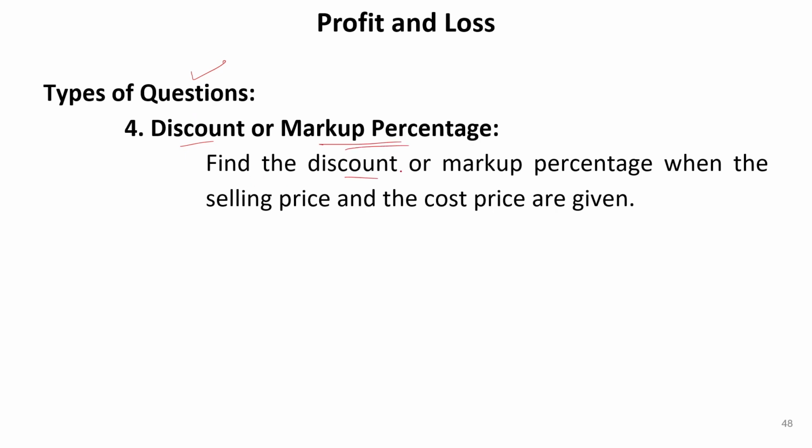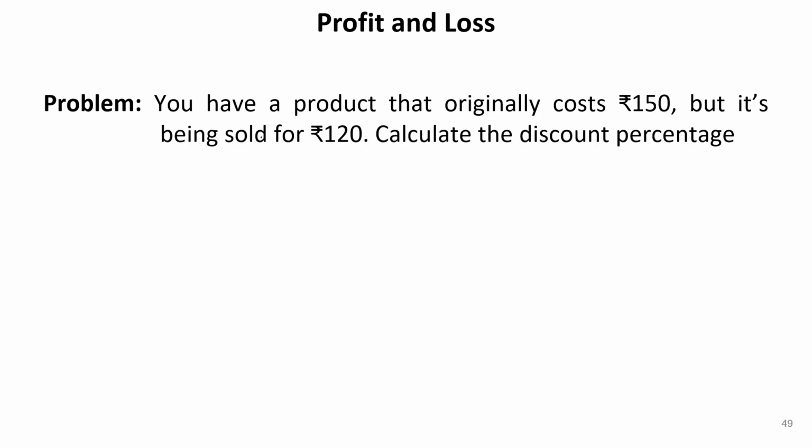Okay, so find the discount or markup percentage when the selling price and the cost price are given. Let's say you have a product that originally costs 150 rupees, but it's being sold at 120 rupees. Then calculate the discount percentage. So you have a product that costs 150 and is being sold for 120.